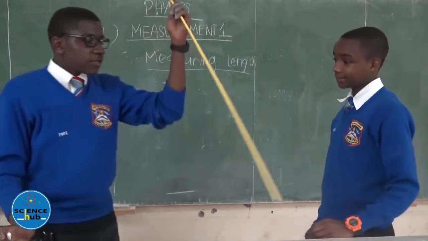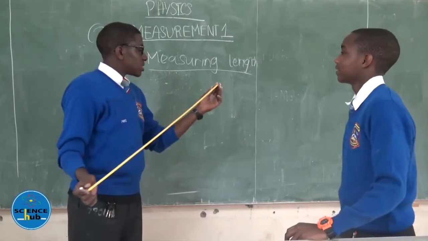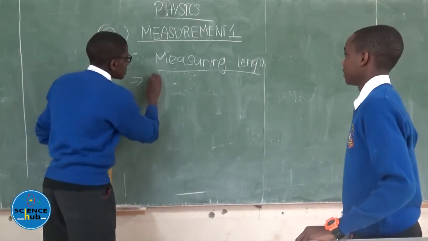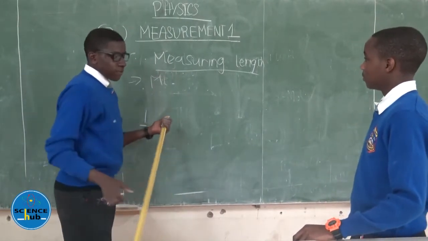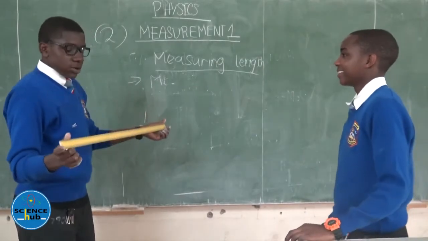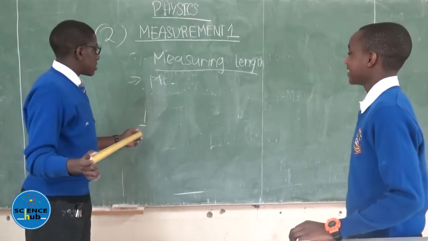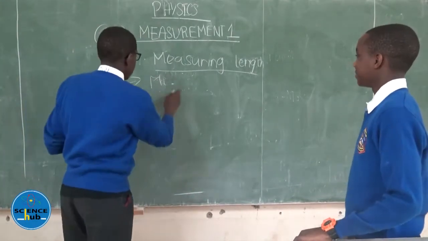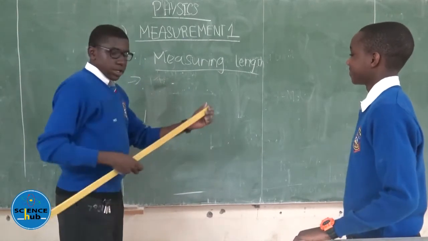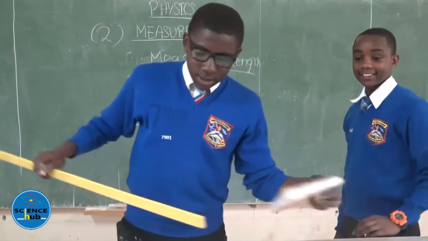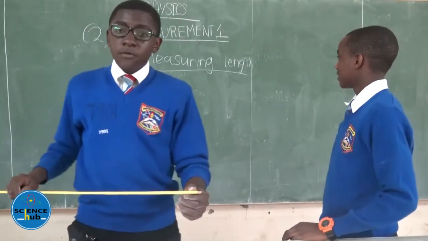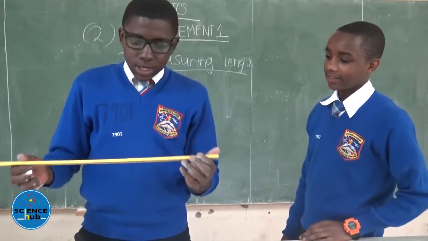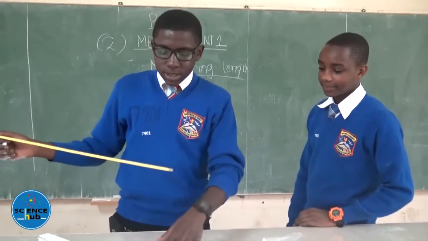Measuring length, the main instrument used is a meter rule, as you can see here. If I may ask, how is the meter rule calibrated? It is calibrated in centimeters. Yes, centimeters, or some may have meters. Now, using a meter rule, we can demonstrate the procedure of using it. Here, the meter rule is calibrated in centimeters, not meters.